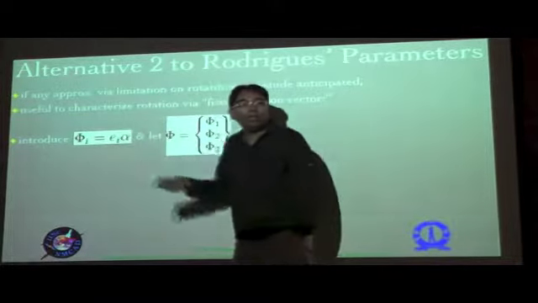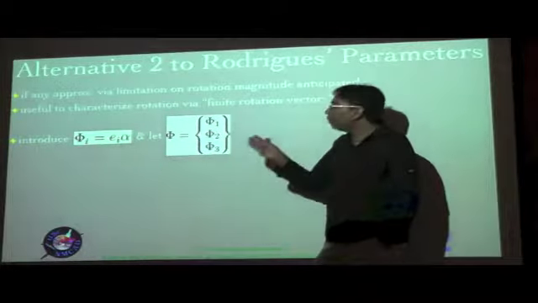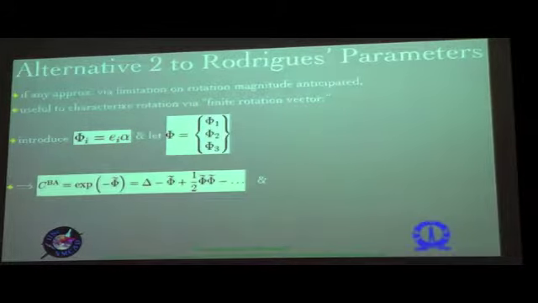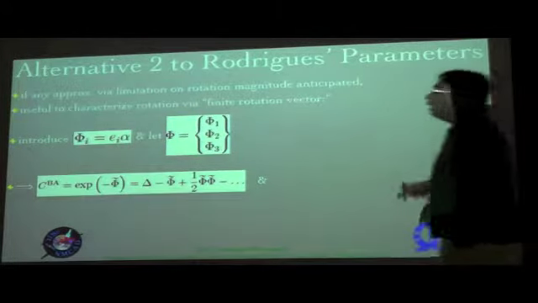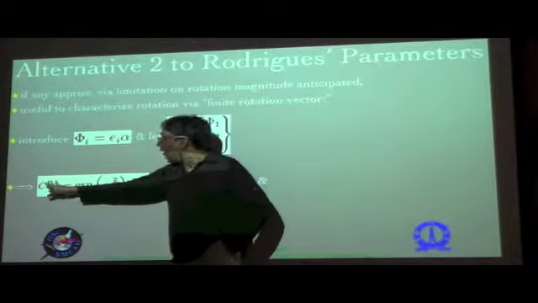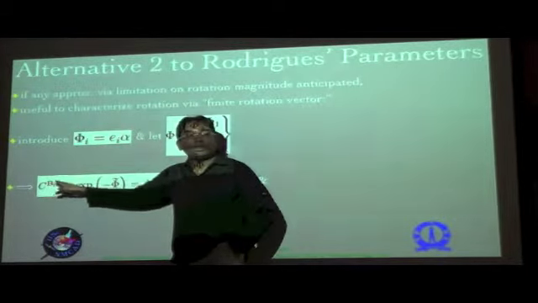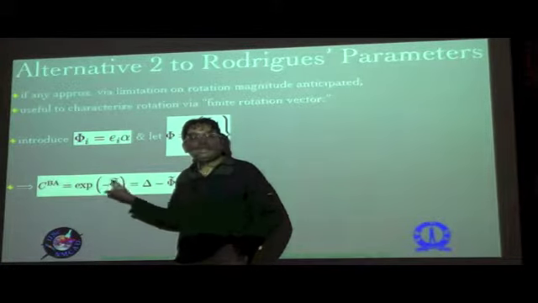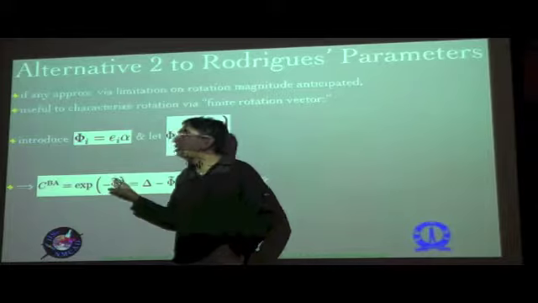So once again, we have eliminated a 4th parameter, expressing it in terms of only 3 quantities. If you do that, you can show that the direction cosine matrix for the rotation of B in A is just the exponential of the antisymmetric matrix, minus phi tilde.